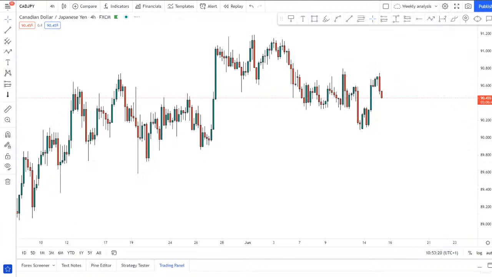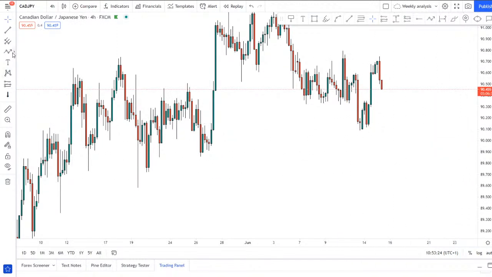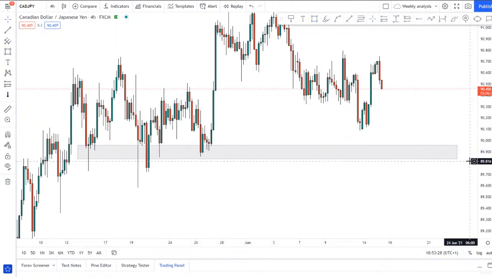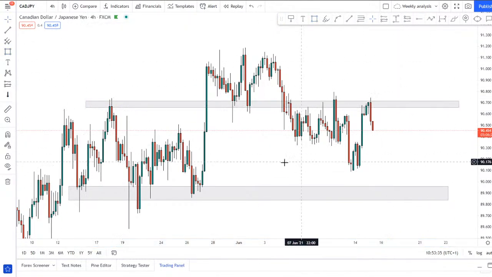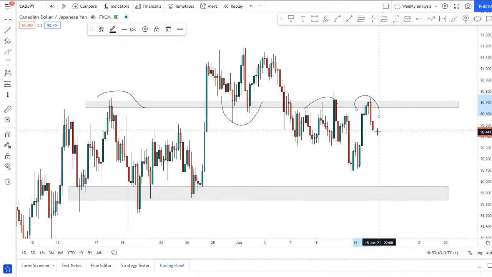CAD JPY, again for this one looking quite bearish. I did say for this one more downside for CAD JPY this week. Again, strong area of support, 89,900 stroke 90 area. Again, price to pull back into this area of the market. Really nice resistance here, was acting as support, resistance not too long ago, and now resistance again. So I do expect to see a move back down into this area for CAD JPY.